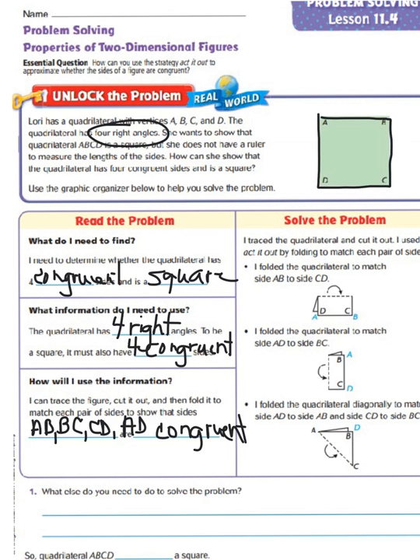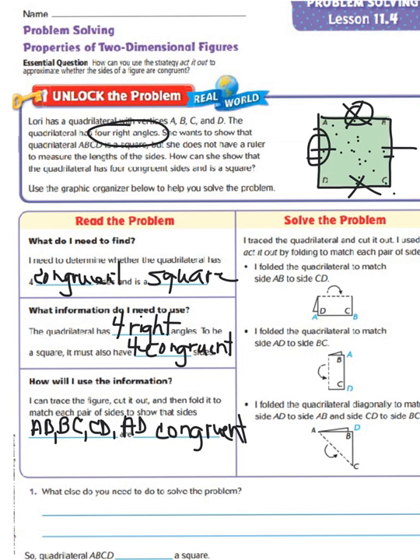So I traced the quadrilateral and cut it out. I used act it out by folding to match each pair of sides. I folded the quadrilateral to match sides AB, which is up here, to CD. So you kind of fold it over across there. I fold the quadrilateral to match sides AD to sides BC, and that would be folding it over this way. So I folded the quadrilateral diagonally to match sides AD, which is this side over here, to sides AB, which is this side, and that would be by folding it diagonally this way.